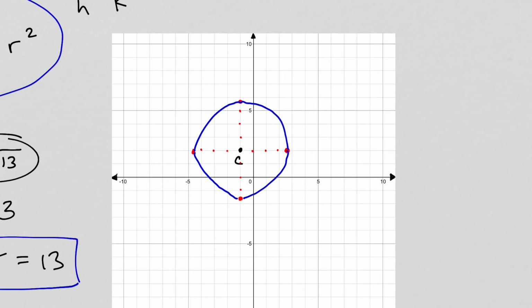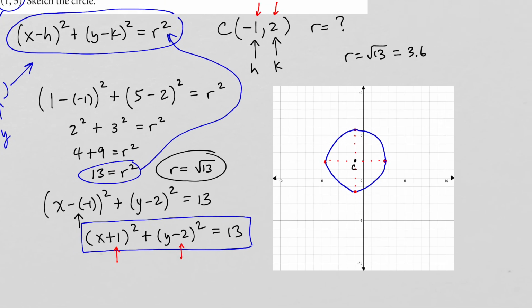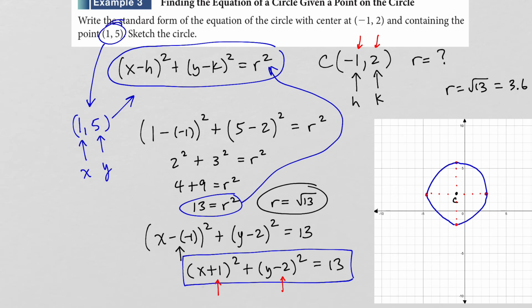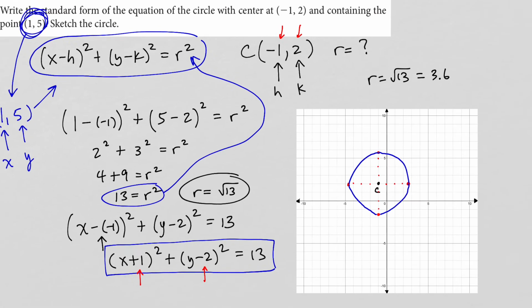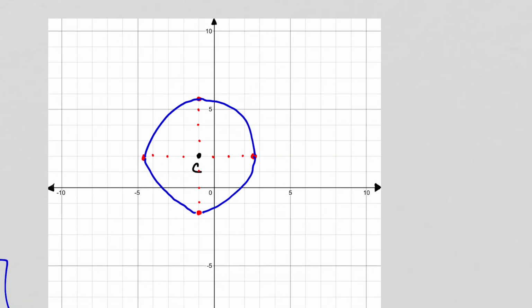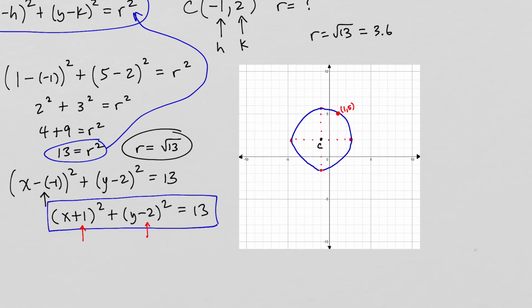Now, I guess I probably should point out that, remember in the beginning, they told us that the point 1, 5 is supposed to be on this circle. And I want you to look at 1, 5. So x equals 1 is right here, and y equals 5 is right there. So my graph is not perfect, but that point 1, 5 is supposed to be on that circle. So I would say we did a pretty good job of graphing that. But again, anytime you freehand graph something, it's not going to be 100% perfect.